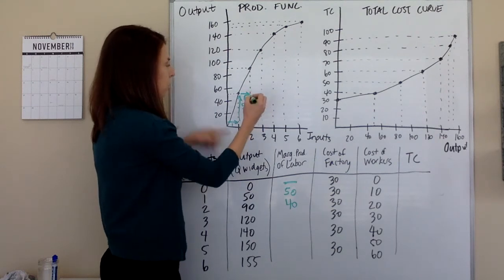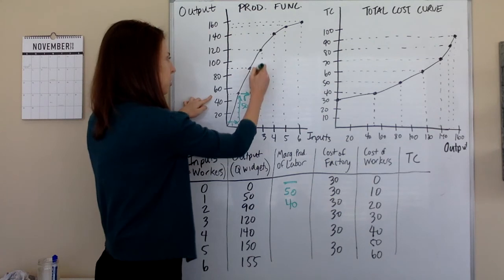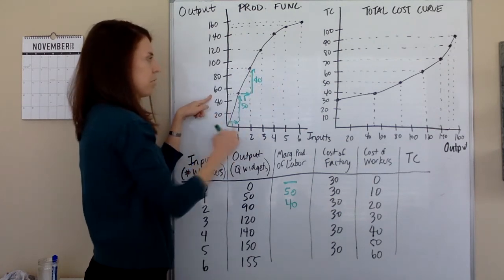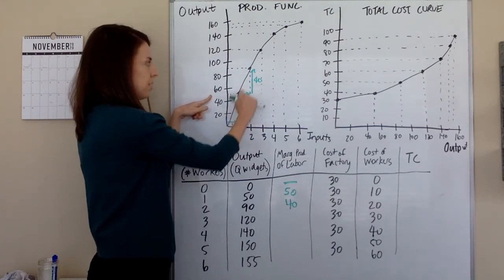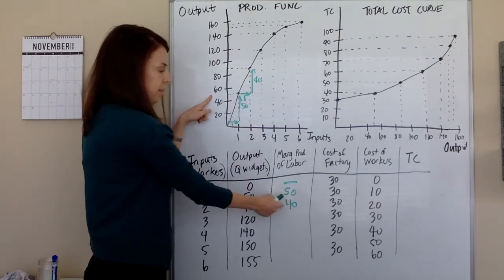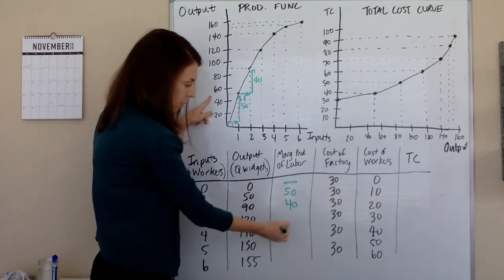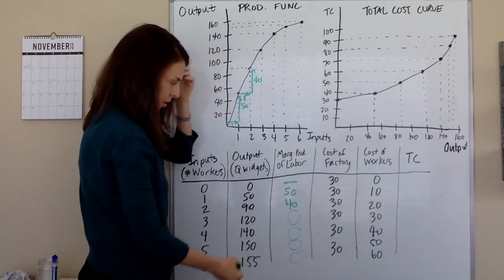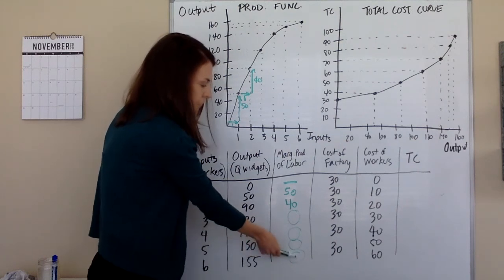But when they go from 50 up to 90, they're rising 40. So again, slope is rise over run. We're rising 40, running 1. So the slope from this dot to this dot is 40, and that's our marginal product of labor. So what you need to do for the rest of this column is fill in numbers for the rest of the rows. So for the 3rd worker, 4th worker, 5th worker, and 6th worker.